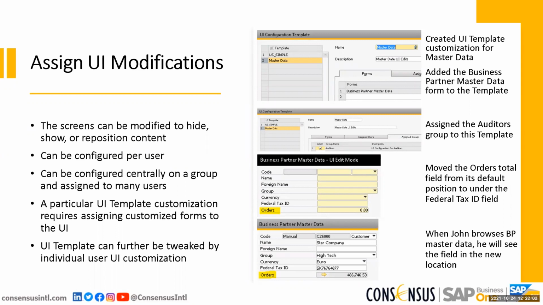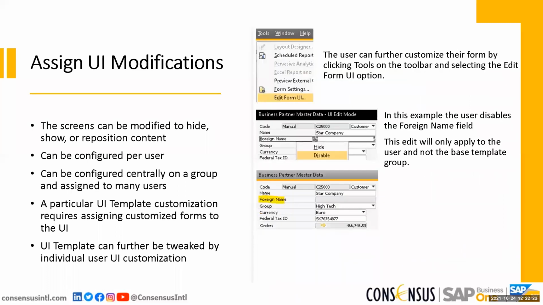Once we go back to the form, we can edit it. In this example, we're moving the orders balance field from the right-hand side of the screen to the left. When John or any user that opens this screen and is assigned to this template sees the screen, they'll see the orders field on the left side instead of the default right side.